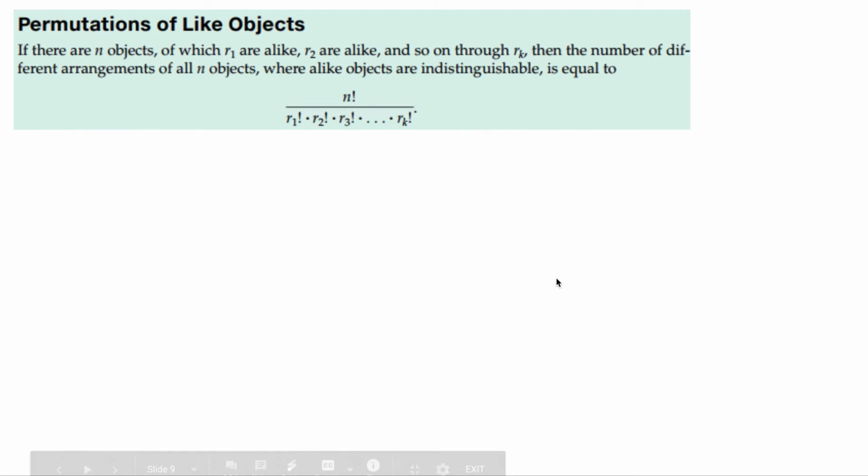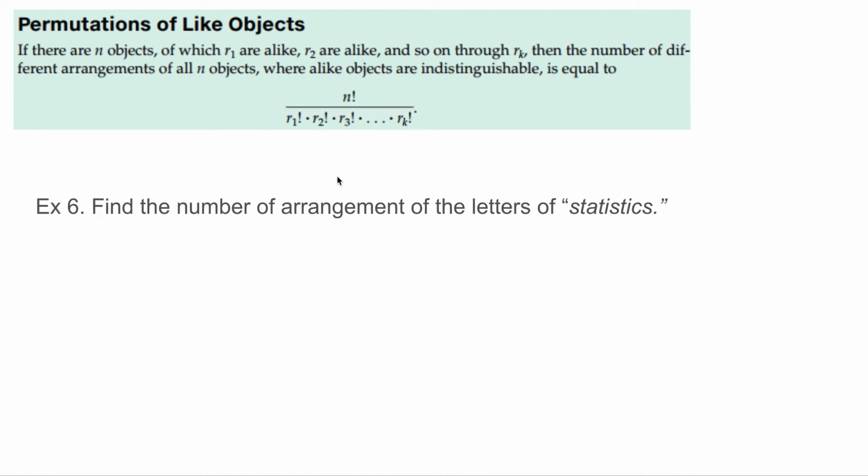So let's talk about that a little bit more. When you have a permutation of like objects, like the penguins and the cats, the total number is n factorial over whatever is repeated again and again. You need to divide by that factorial because they are counted twice.